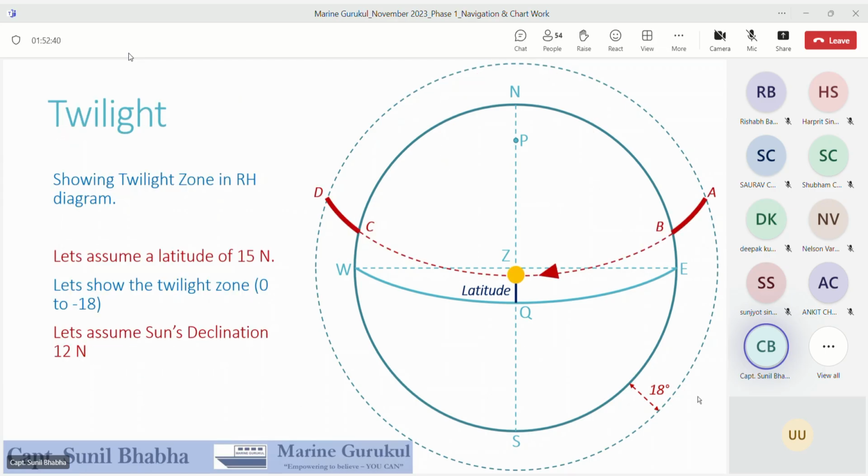Beta, any doubts now coming in this? Clear about this? Clear, sir. Very good beta, great. So let's go ahead. Let's see one more concept.